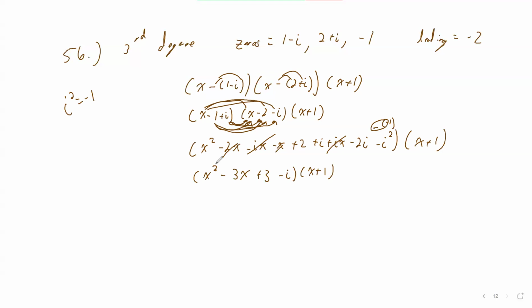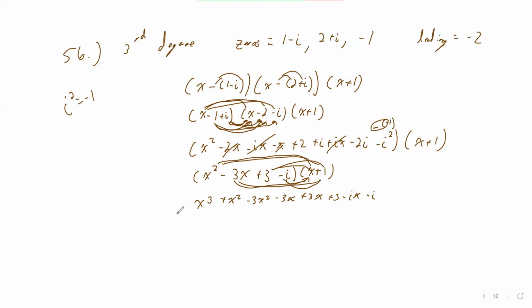So then we do it again. X squared times x is x cubed. X squared times 1 is x squared. Negative 3x times x is negative 3x squared. Negative 3x times 1 is negative 3x. 3 times x is 3x. 3 times 1 is 3. Negative i times x is negative ix. And then negative i times 1 is negative i.